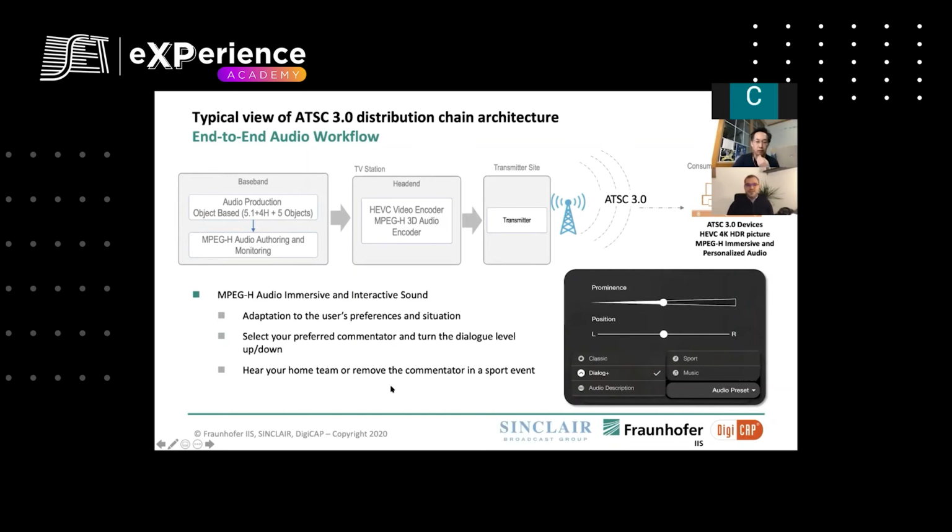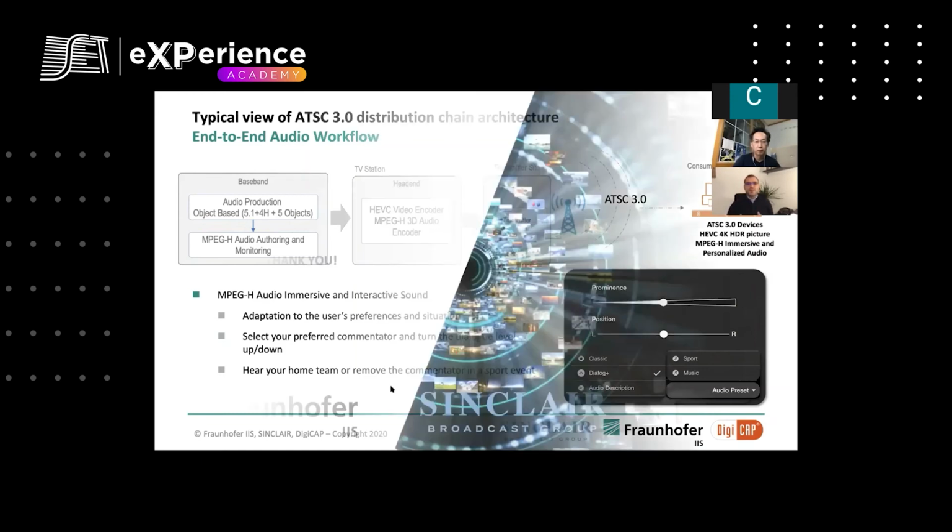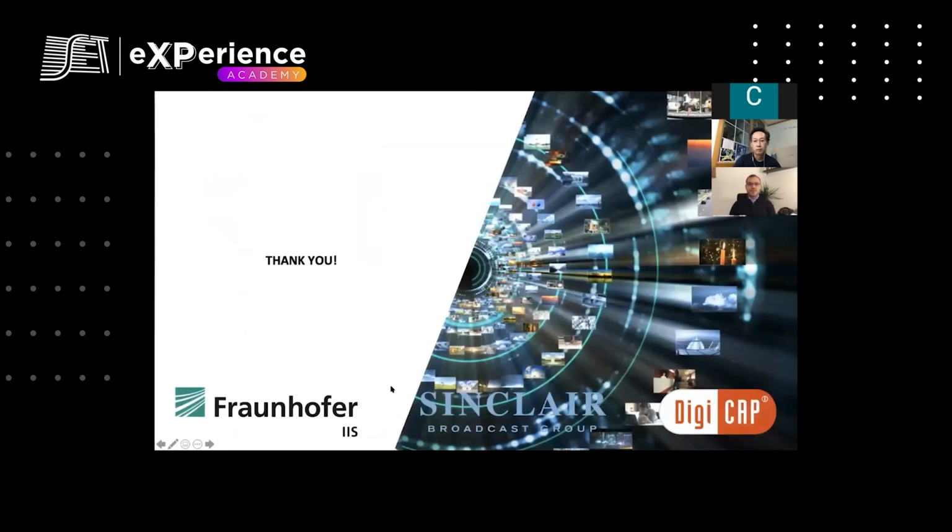In a nutshell, I think that covers, let's say, the most important aspects of the audio system. And I will now give the floor to Jason to talk more about the MMT and ROUTE solutions.